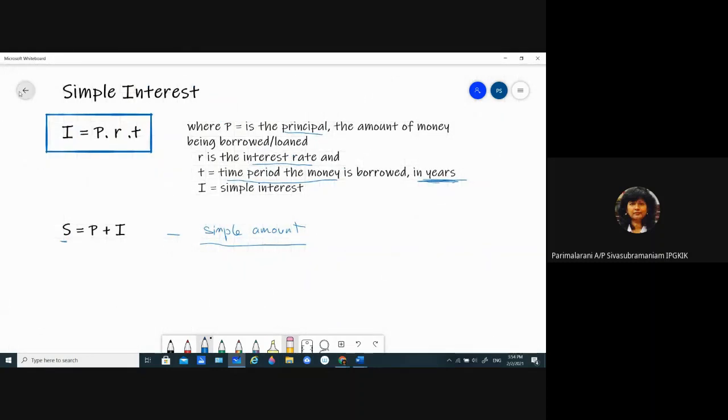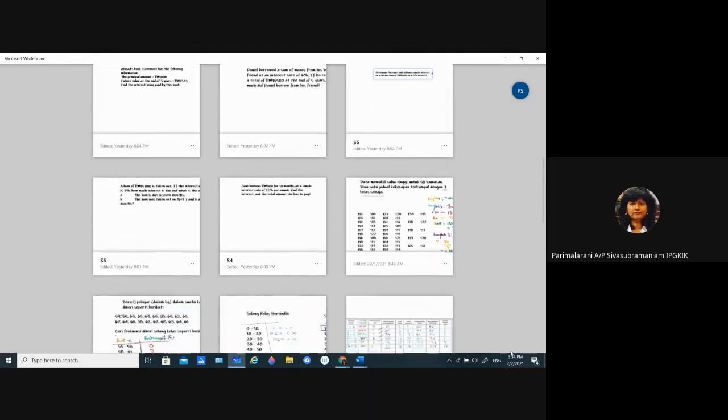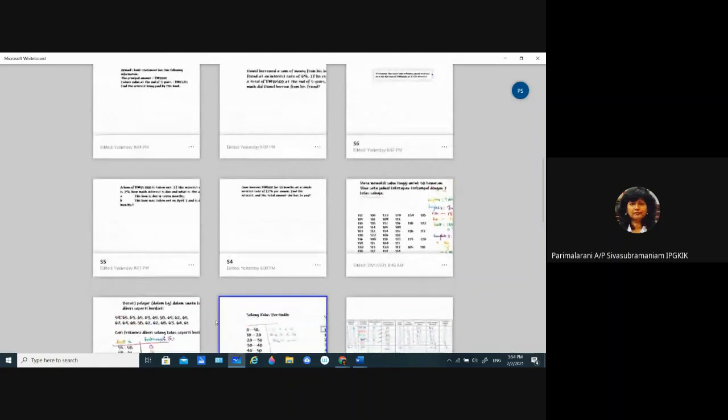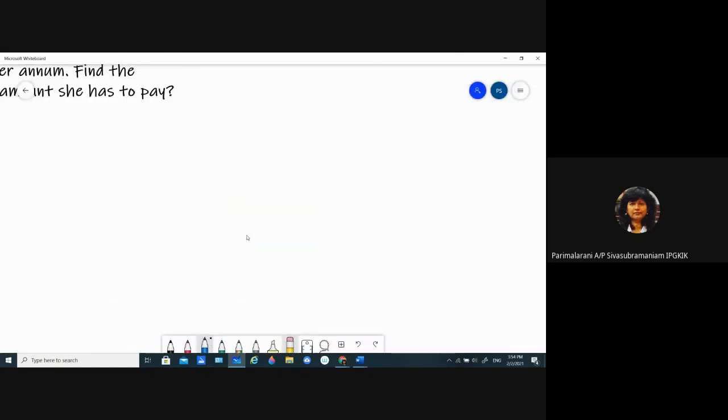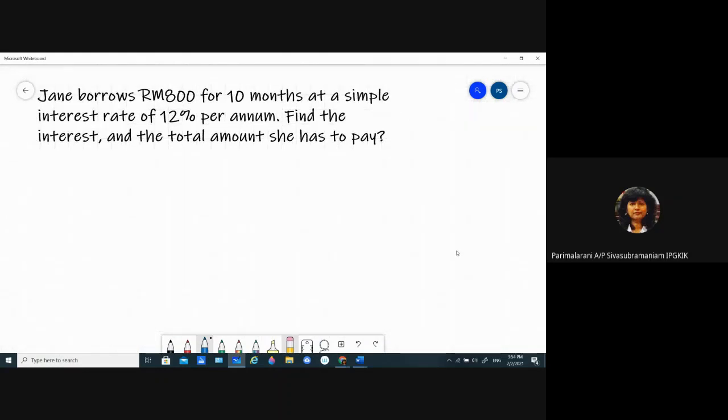So far, okay? Okay, let's look at some examples. Jane borrows 800 ringgit for 10 months at a simple interest rate of 12% per annum. Per annum means year, okay? Find the interest and the total amount she has to pay.